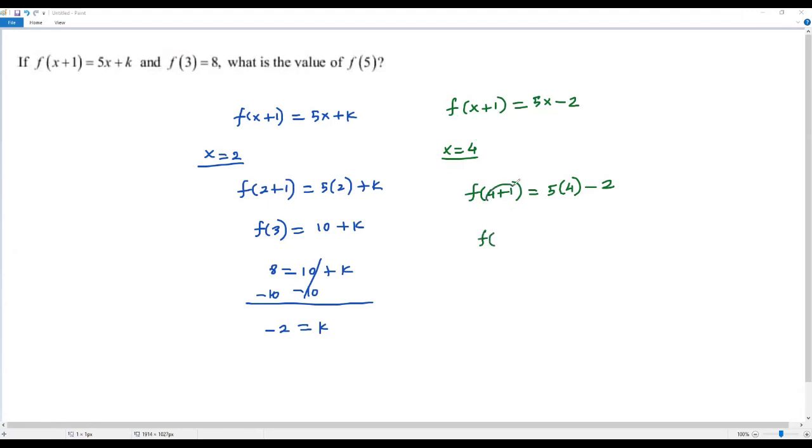Since we have taken x = 4, everywhere we have to plug in 4 for x. f(4 + 1) is f(5). And on the right side, 5 times 4 is 20, minus 2. So f(5) is equal to 20 - 2, which is 18. Okay, here I got the value of f(5). Its value is 18.